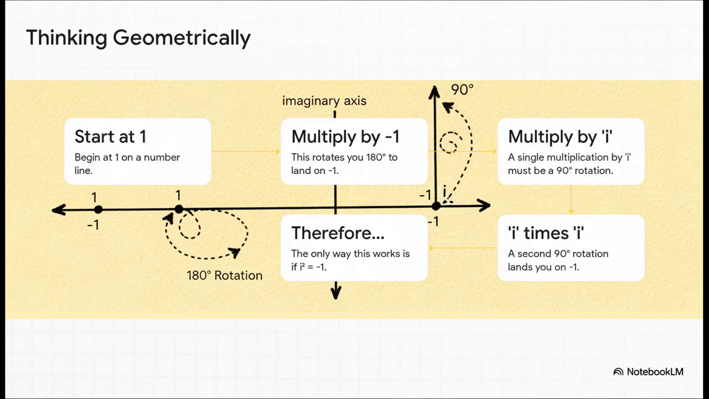If you're on a number line at the number 1 and you multiply by -1, what happens? You flip 180 degrees over to -1, right? It's a rotation. So since we know i times i equals -1, that means 2 i operations get you a 180-degree turn. So what must 1 i operation be? It has to be a 90-degree rotation. It's a turn into a new dimension.